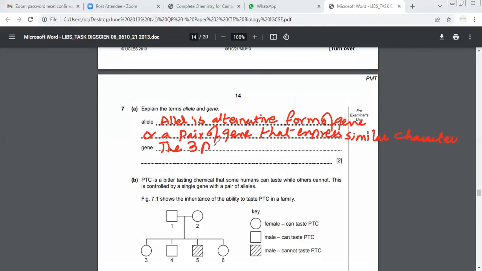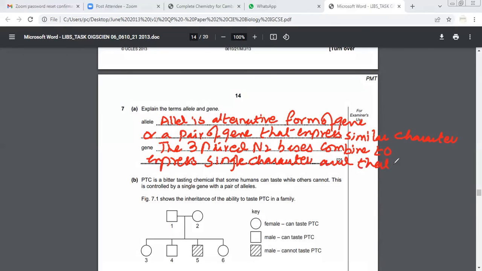The three pair nitrogenous bases combine to express a single character and that is called gene.